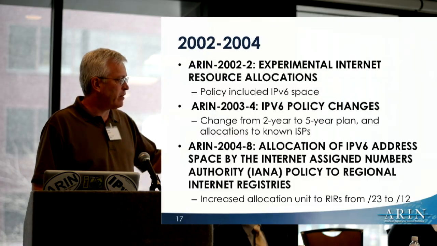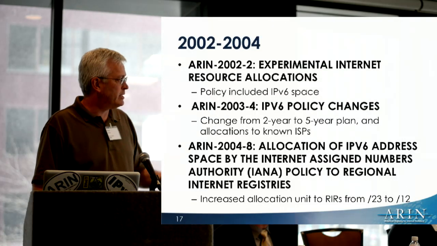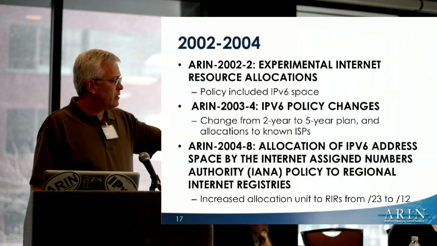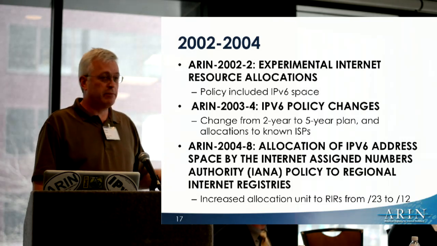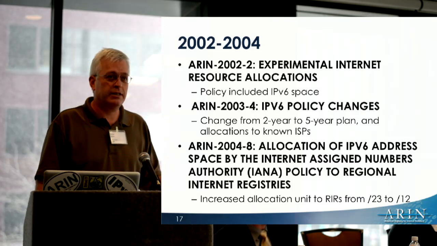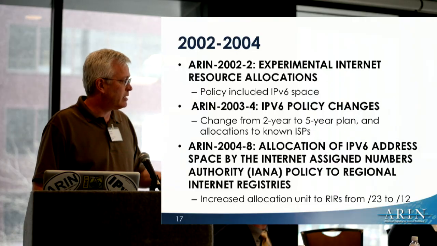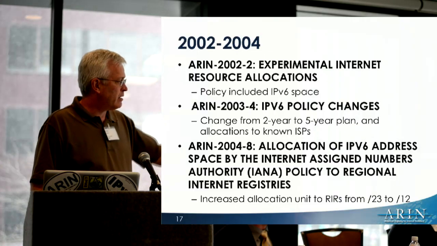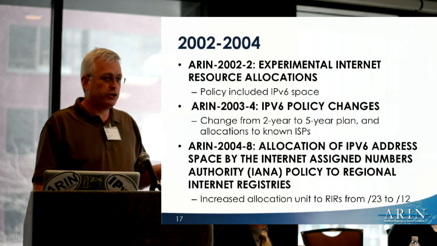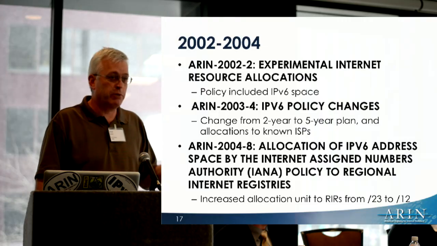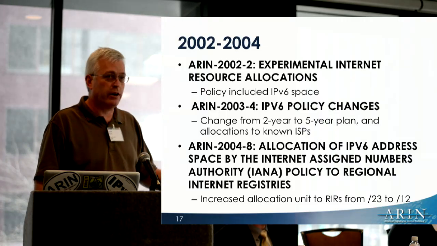There was an experimental address policy that included V6 space. 2003-4, there was a policy that made it easier for ISPs to get V6 space because they could use a 5-year plan instead of 2. And then in 2004, the allocation unit to the RIRs got much bigger, from a /23 to a /12.